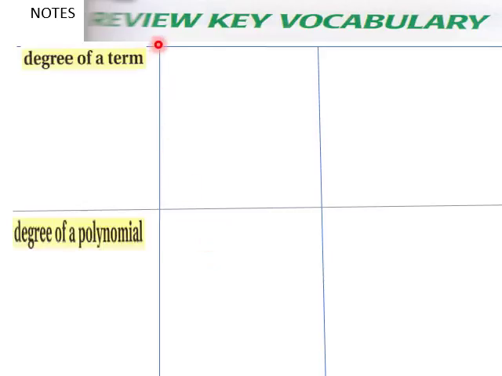Okay, more definitions are so important. Vocabulary is so important. Define these, class, in your own terms here: degree of a polynomial, degree of a term.